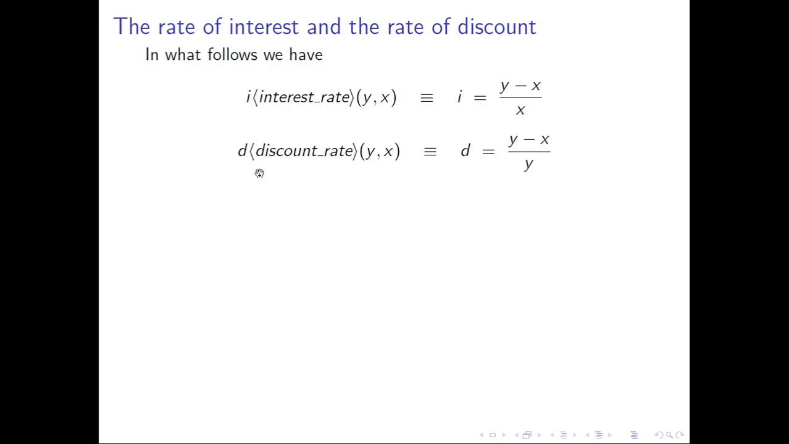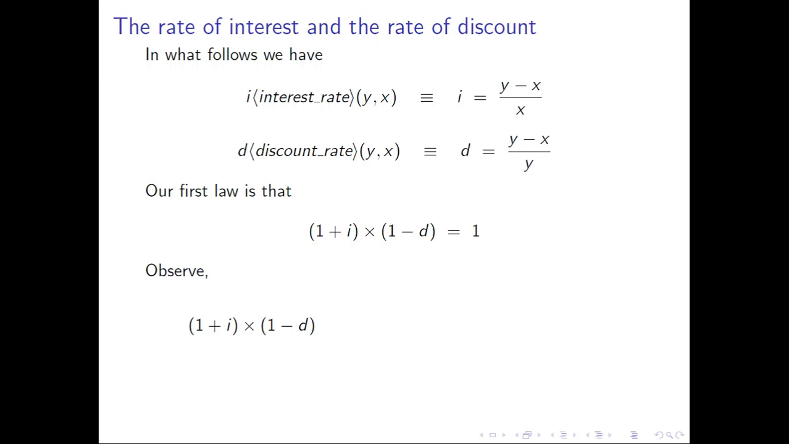Analogously, d is the discount rate for y and x, so that means that d is given by (y minus x) over y. Okay, now our first law is that the interest factor 1 plus I multiplied by the discount factor 1 minus d is equal to 1.